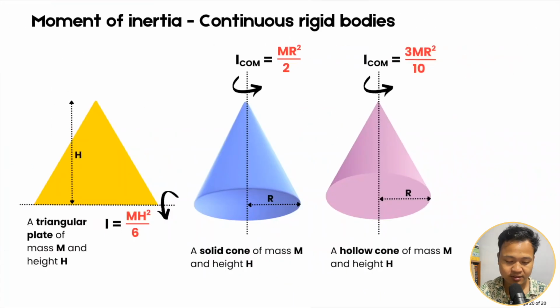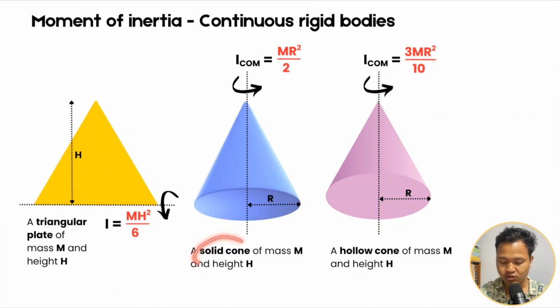Okay, last point. In the previous video we discussed some moments of inertia. So additionally I will give you 3 more rigid bodies' moment of inertia. First, a triangular plate about the base: the moment of inertia is mh square by 6, where h is the height.